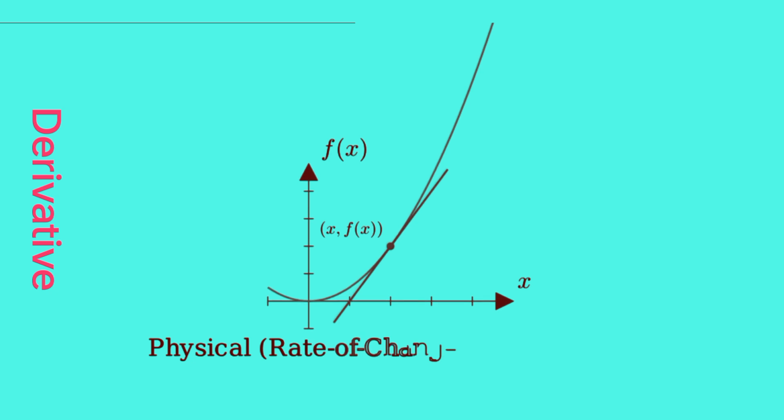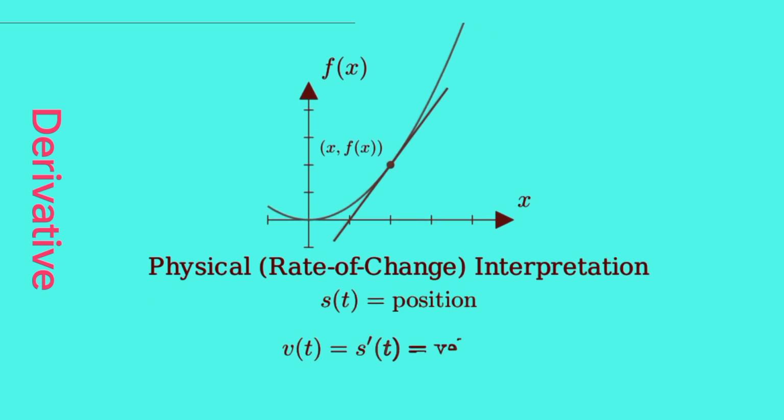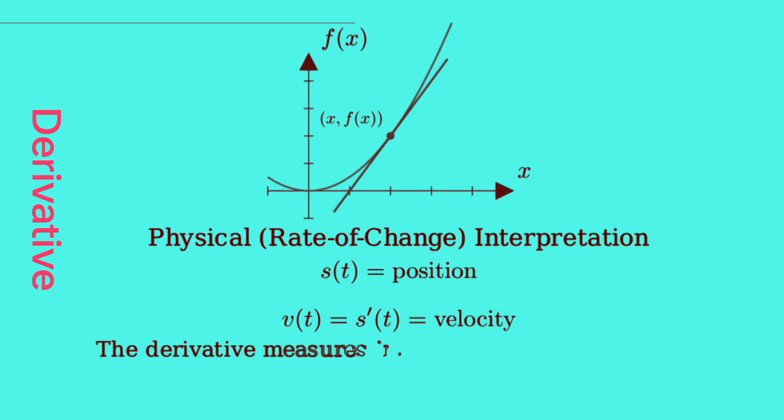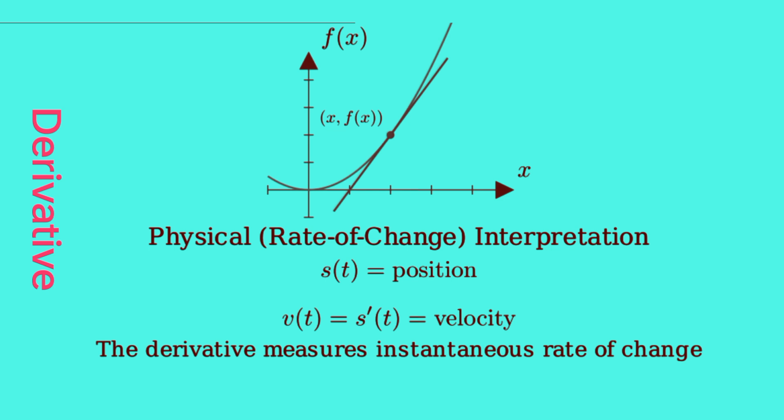Now, let's discuss the physical interpretation of derivatives. If a function represents position as a function of time, then the derivative gives us the instantaneous velocity. More generally, the derivative tells us how rapidly one quantity changes relative to another. This makes derivatives incredibly useful in physics, economics, engineering, and many other fields.